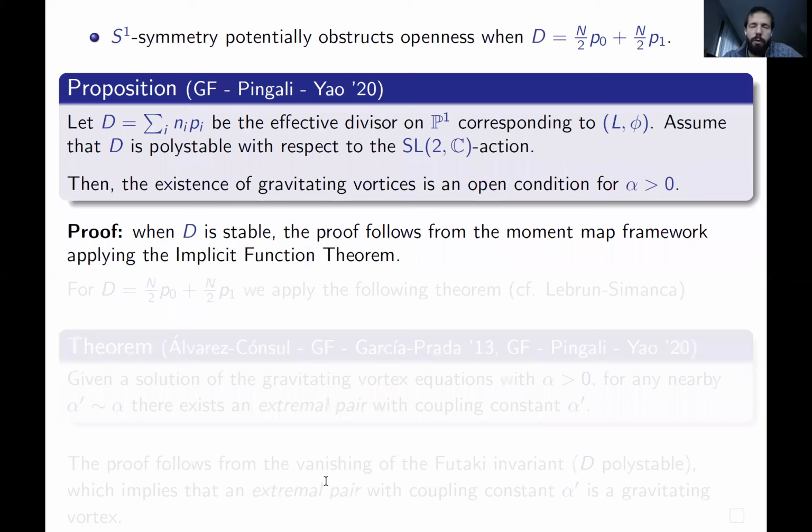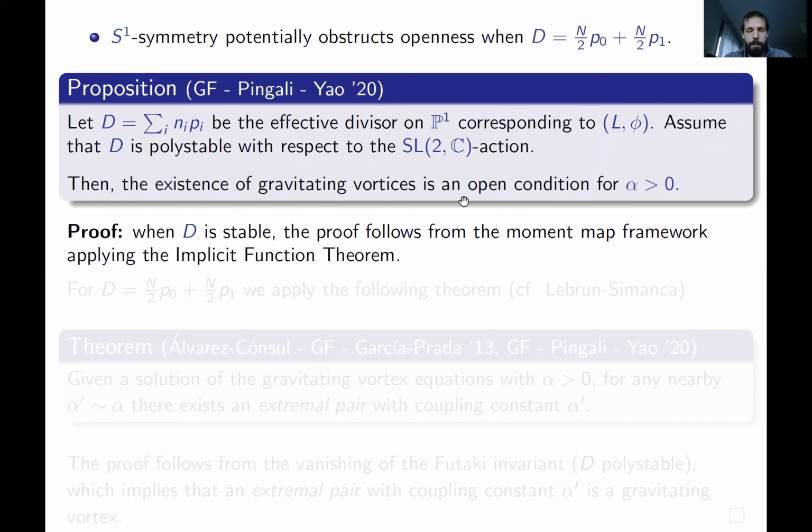Okay, so now we have solutions of these Einstein-Bogomolny equations in any admissible Kähler class, and let's deform them. As I told you, there is a problem regarding openness when we are in the strictly polystable case. So when we have two points with multiplicities given by the total degree divided by two, the two points. But now you can solve this in the following way. You take the divisor corresponding to L5 and assume that D is polystable with respect to the SL2C action. Then we prove that the existence is an open condition for alpha.